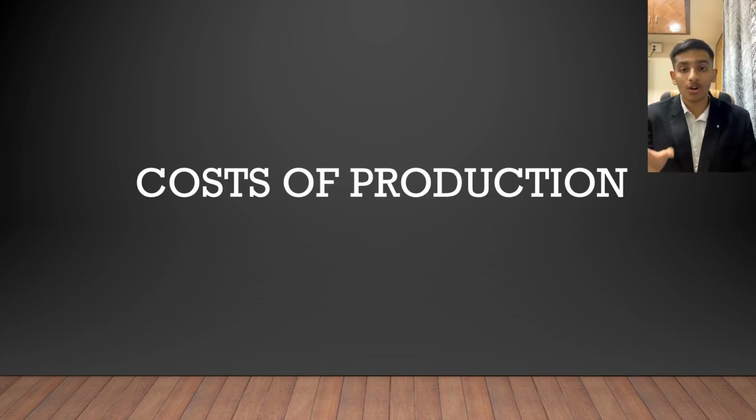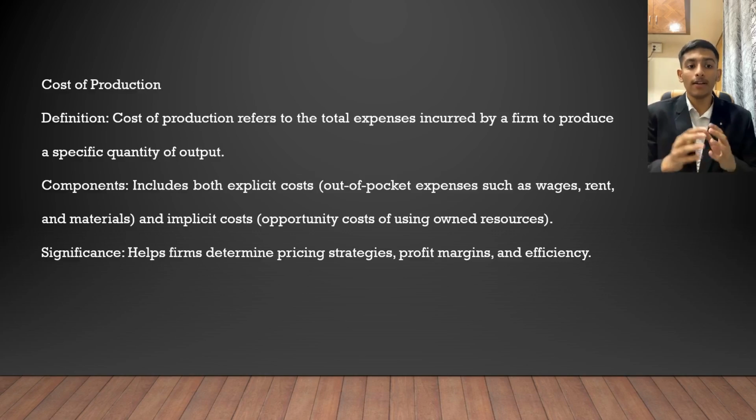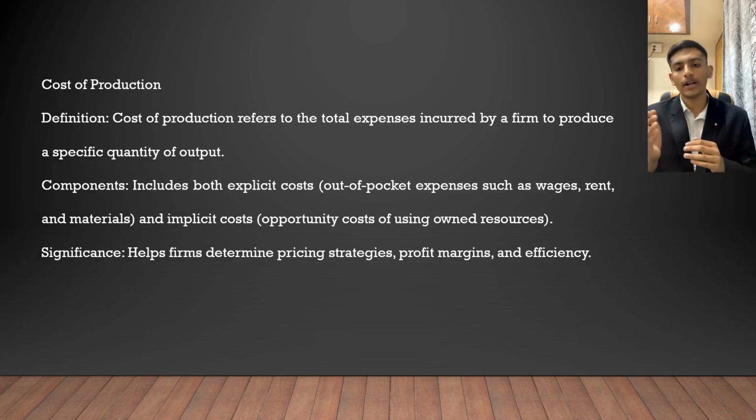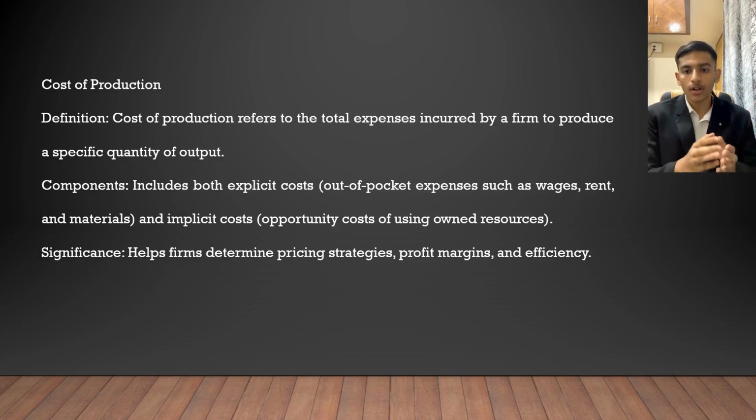So what is a cost of production exactly? Whenever a certain product is being made, there are inputs behind that product, and those inputs are certain costs that help create that product. These components include both explicit and implicit costs. Explicit means out-of-pocket expenses, that is creation of the product through wages, rents and raw materials, and implicit cost mainly being the opportunity cost of using owned resources.